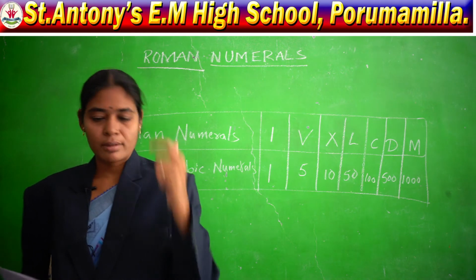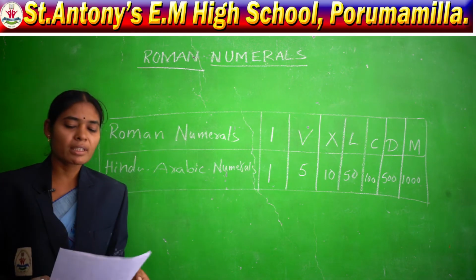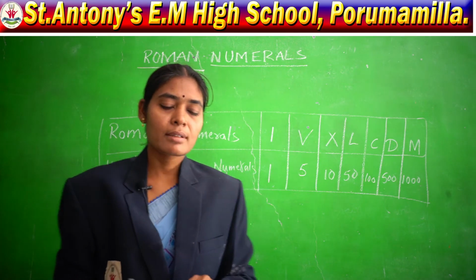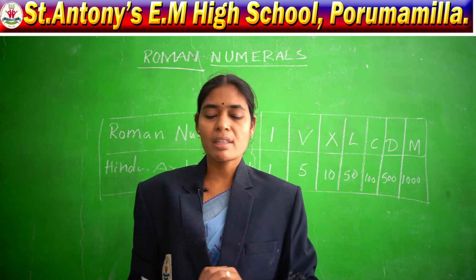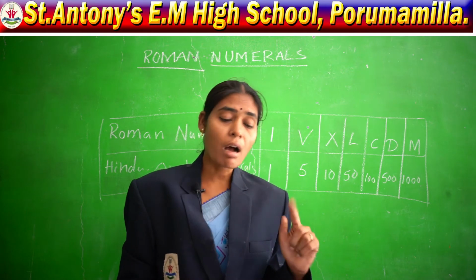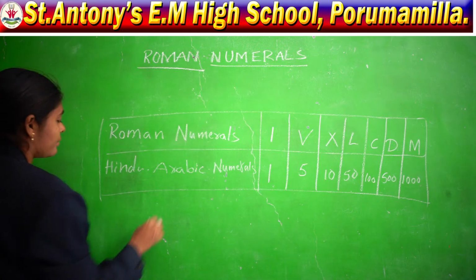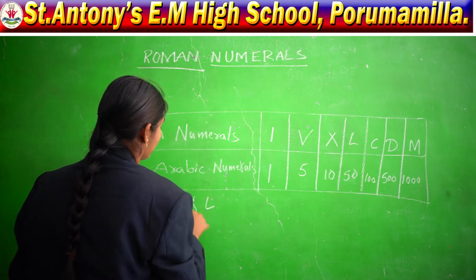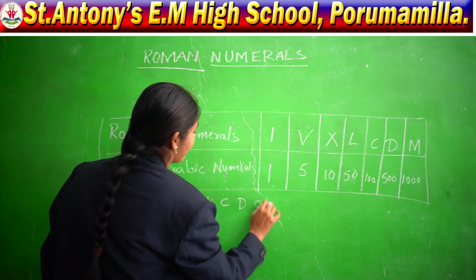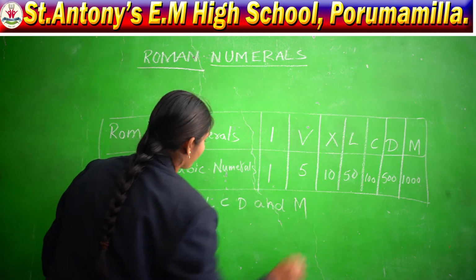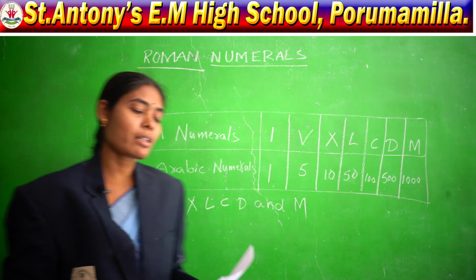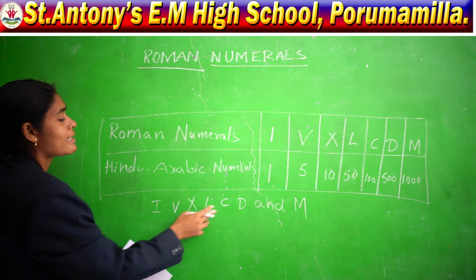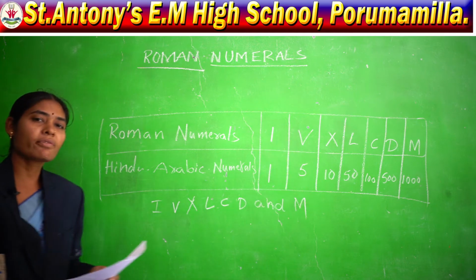The first point: Roman numerals are formed with 7 symbols. They are I, V, X, L, C, D and M. I will repeat the first point: Roman numerals are formed with 7 symbols. They are I, V, X, L, C, D and M. This is the first point.